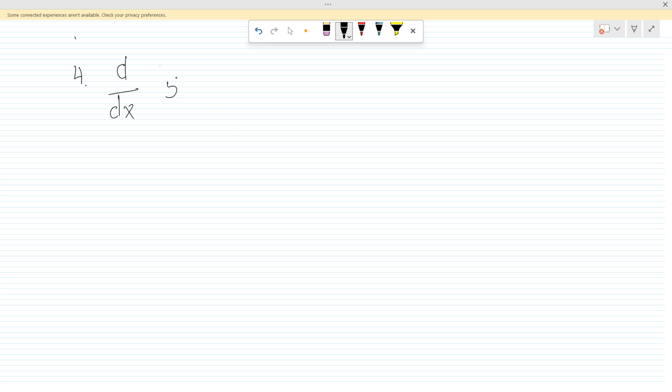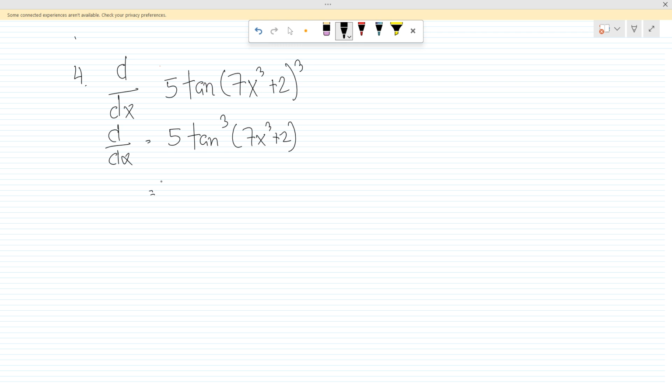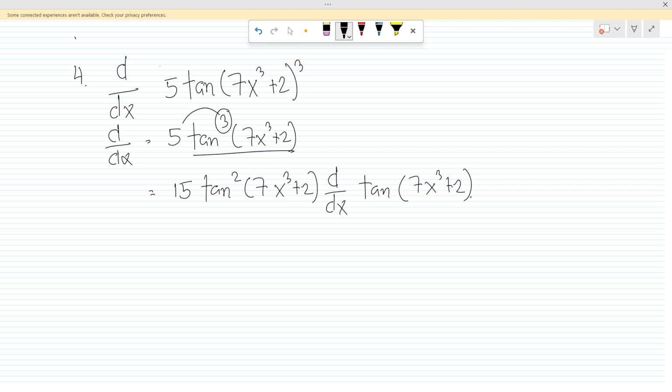Okay, we have here 5 tangent of 7x cubed plus 2 raised to the power of 3. So what are we going to do here? If you have an exponent, this can be written as 5 tangent cubed of 7x cubed plus 2. Are we clear? For this one, d over dx, what rule do we use first? That would be the power rule. So 3 times 5 is 15, tangent squared of 7x cubed plus 2. Then take the derivative of our base function, that would be tangent of 7x cubed plus 2.